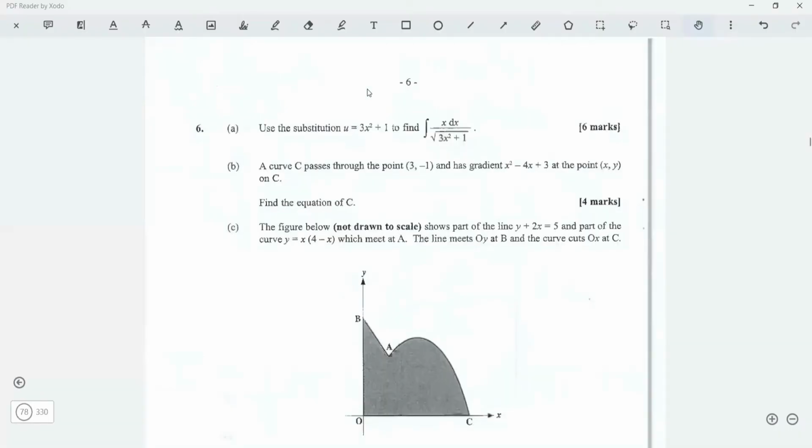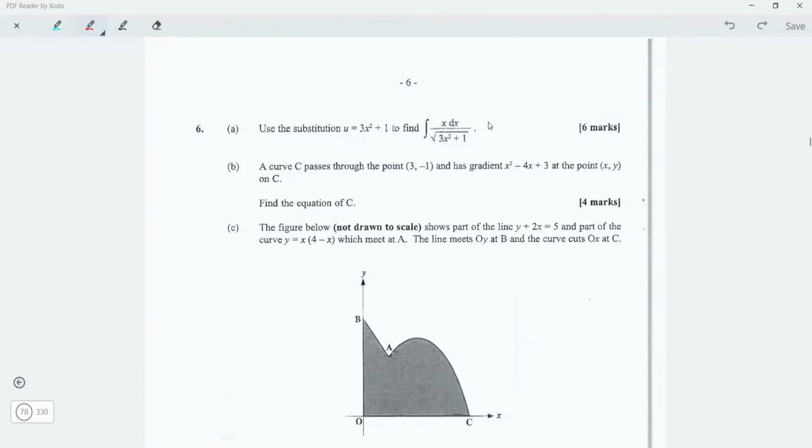So that's that right there. Easy. Like literally easy 6 marks. That's equal to 1 over 3 times the square root of 3x squared plus 1.